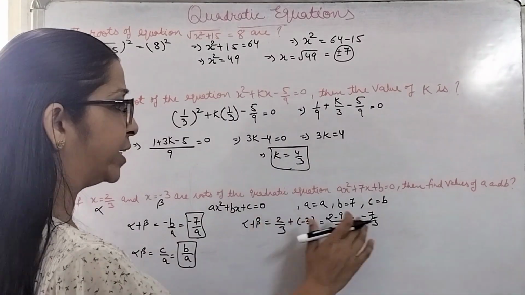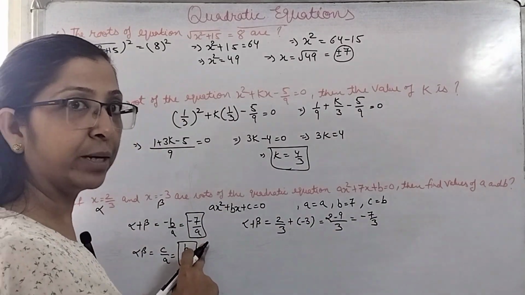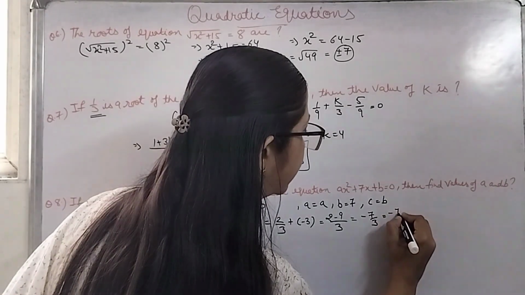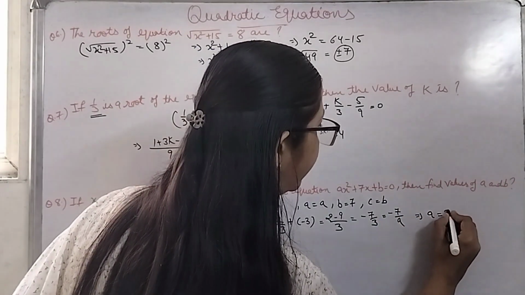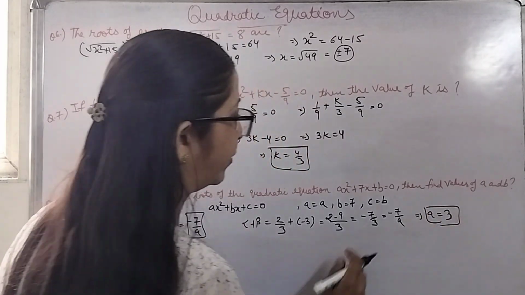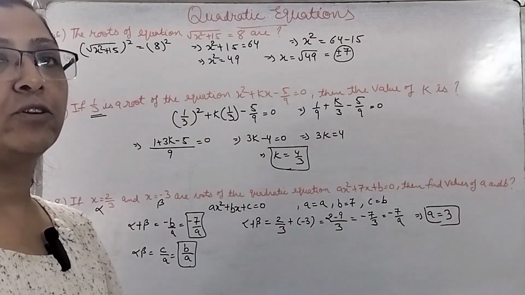That is minus 7 by 3, and this is even the sum of the roots. That means we can equate these two. This minus 7 by 3 will be equivalent to this minus 7 by a. That simply means the value of a will be 3. We can cancel minus 7 and minus 7, and the value of a will be your 3.